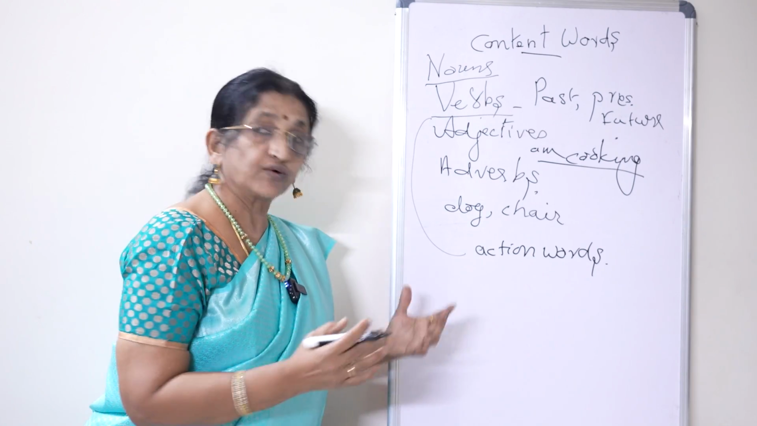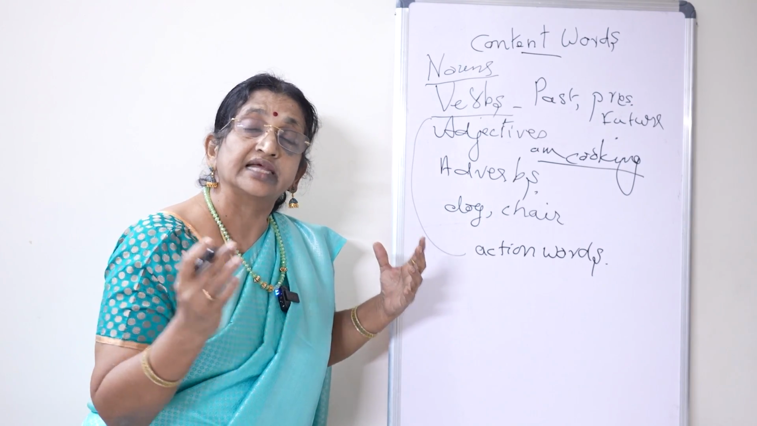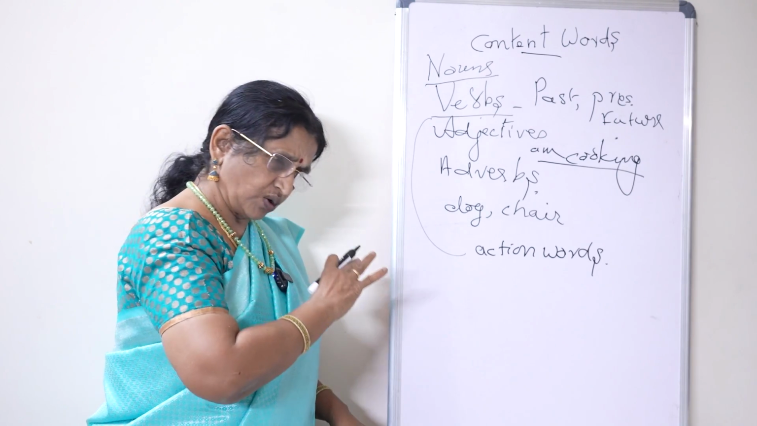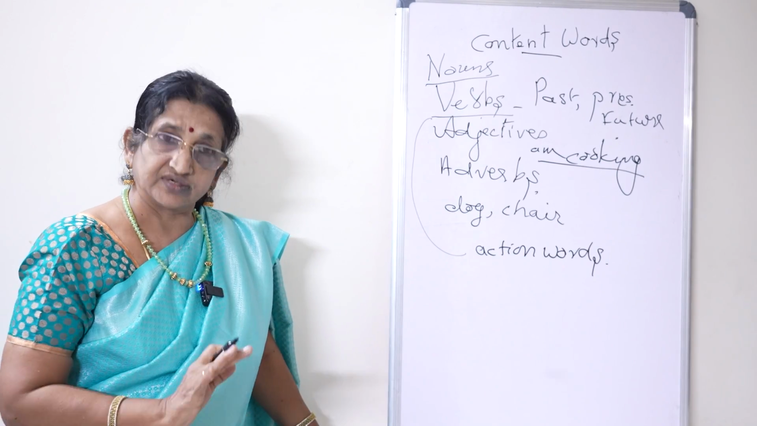I have got a telephone. I am talking through a telephone. There's a call for me, and so I am talking. So in all these sentences, we have got the verbs.